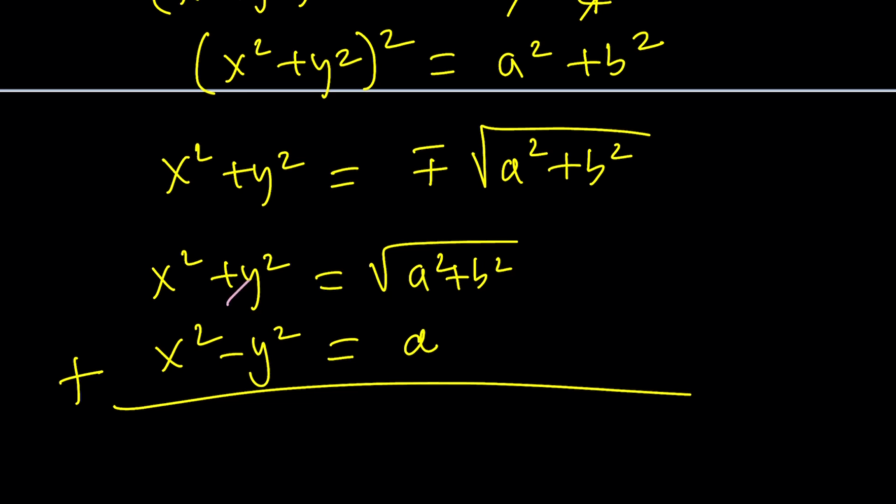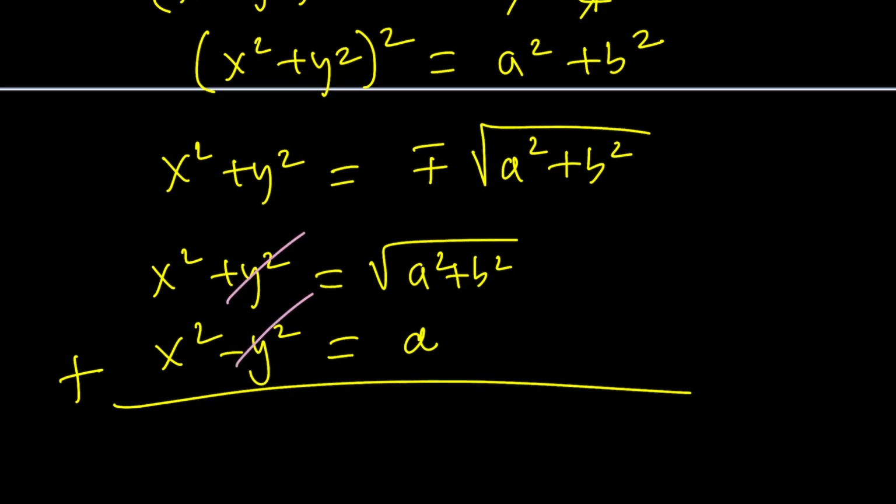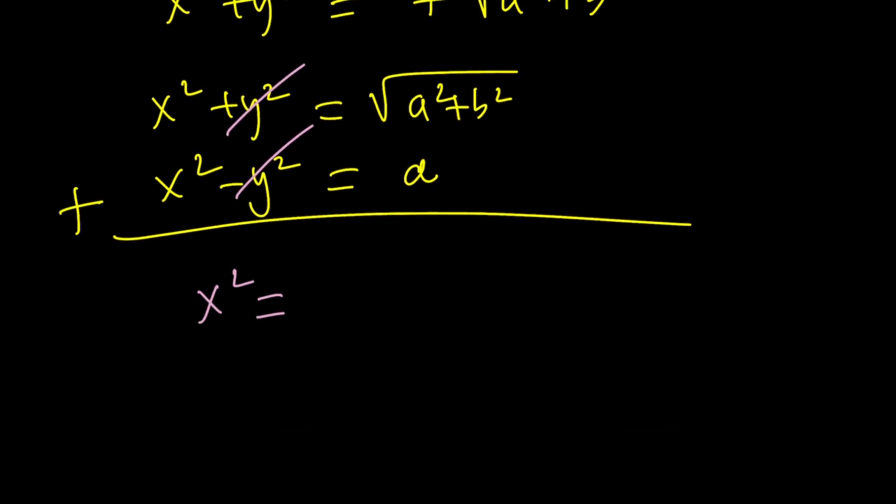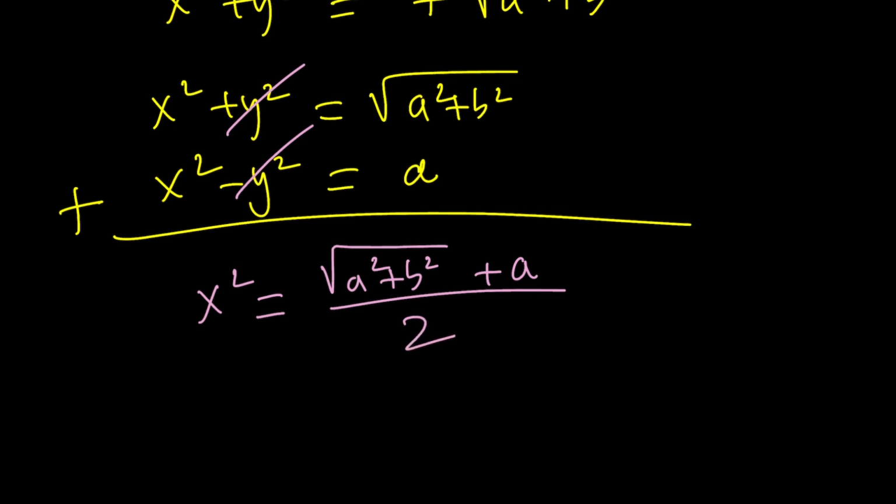Let's go ahead and add these up. This gives us x squared plus x squared, 2x squared, but then upon division by 2, we get the following: square root of a squared plus b squared plus a, divided by 2. Of course, that's x squared, so I kind of need to square root both sides, but then again, we have a problem because which square root are we going to take? The positive one or the negative one? Okay. Anyways, let's just go with the positives.